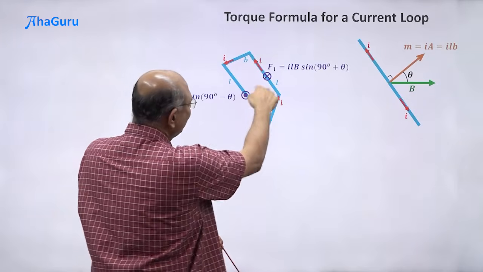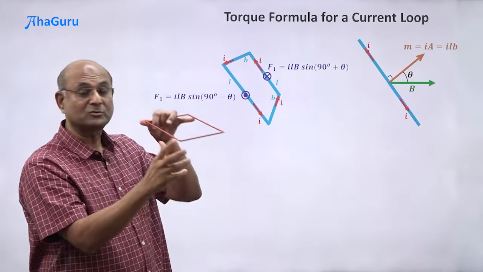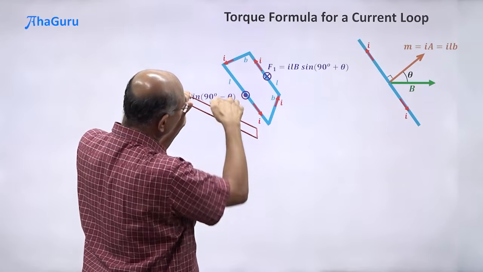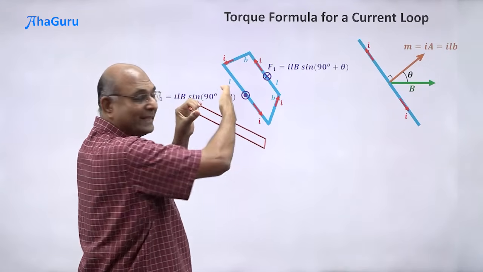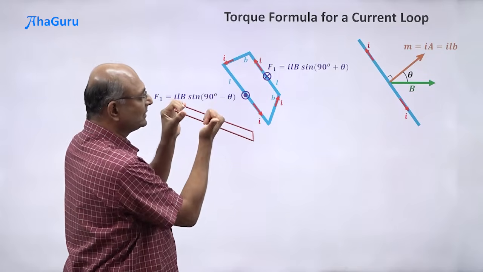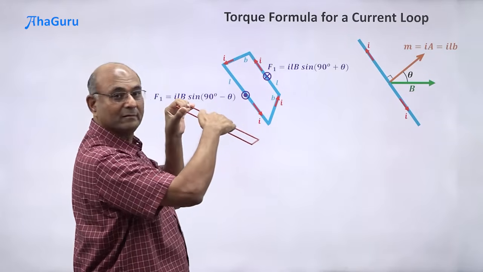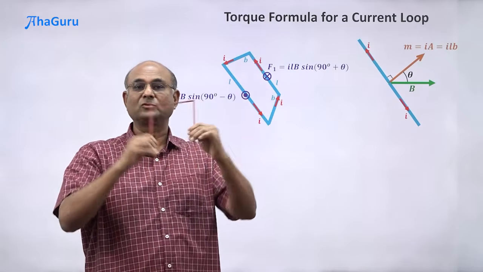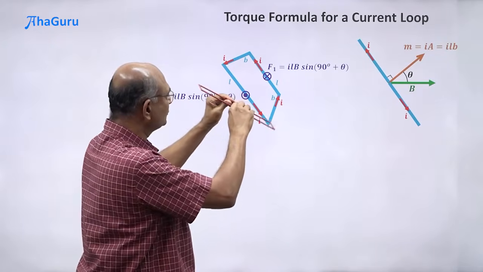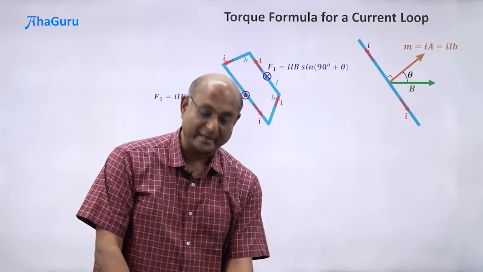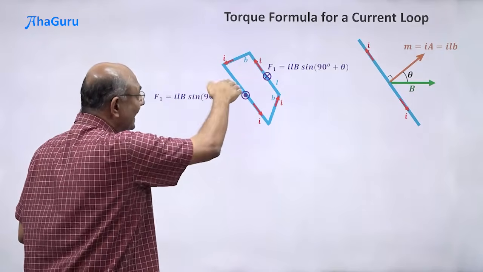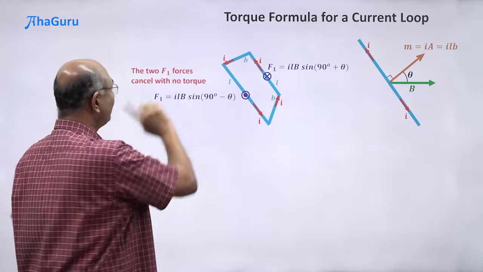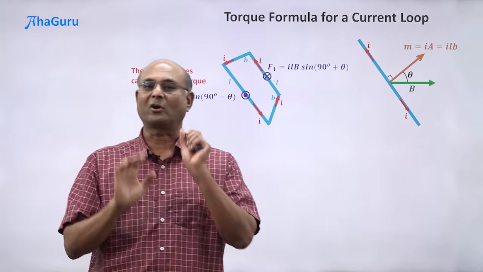Now, but the way I've drawn it, it looks like there might be a torque. That's why I'm using this three-dimensional thing. You can see that this force and this force, they're actually in one line, right? This force is going into the board, this is coming out of the board, they are in one line. I'll show it like this, in one line. There is no torque, right? So these two forces will perfectly cancel out, they are equal and opposite, and they are in a line. You have to imagine that this is three-dimensional, so these two are in one line. So the two F1 forces cancel with no torque.